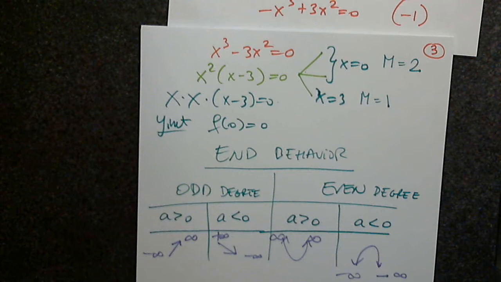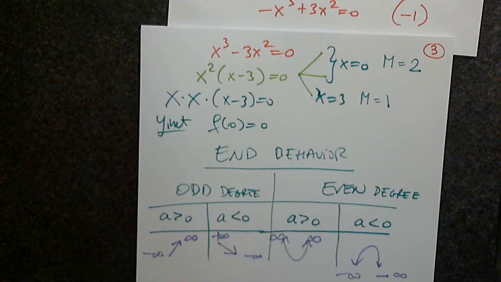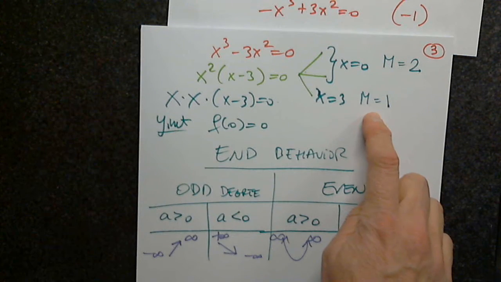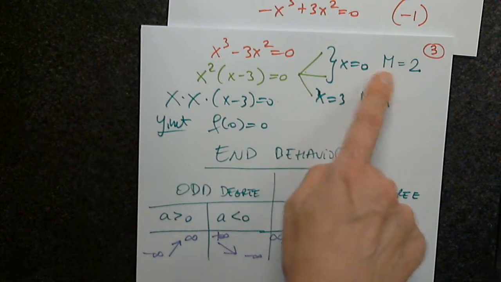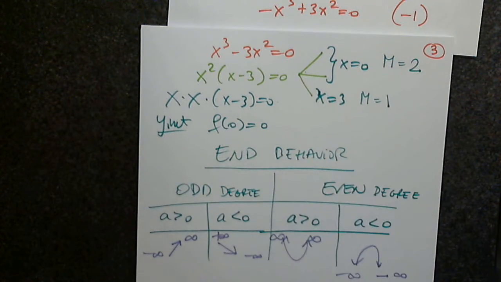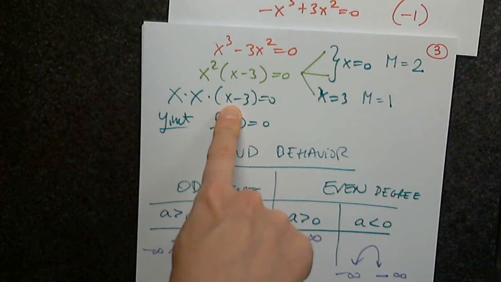And x equals 3, and it's only 1 because it only can go with the x minus 3. Yes, because there is only one solution, x equals 3. You mean this one? Yeah, because it appears once. x equals 0 appears twice. That's why multiplicity is 2. I have two solutions, x equals 0. But I have one solution, x equals 3.